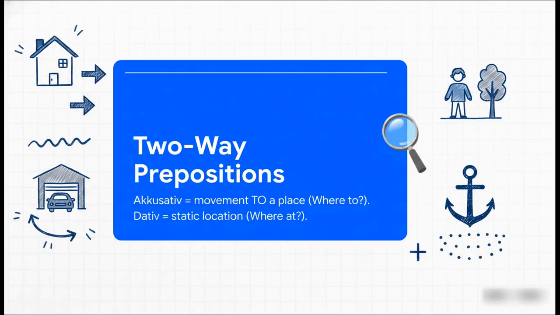All right, now for the tricky ones. The two-way prepositions. These guys can take either case, but lucky for us, there's a pretty simple rule. If you're talking about movement towards a destination, answering the question where to, you use accusative. If you're describing a fixed location, answering where at, you use dative. So just think, Akkusativ is for action and movement. Dativ is for a static location.